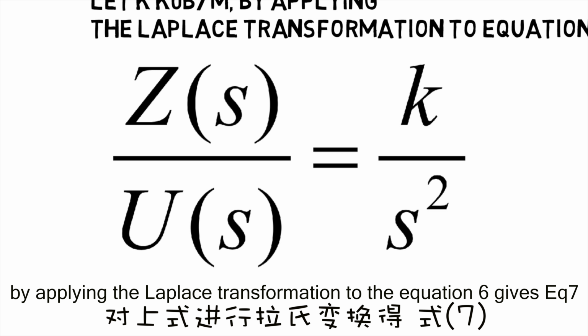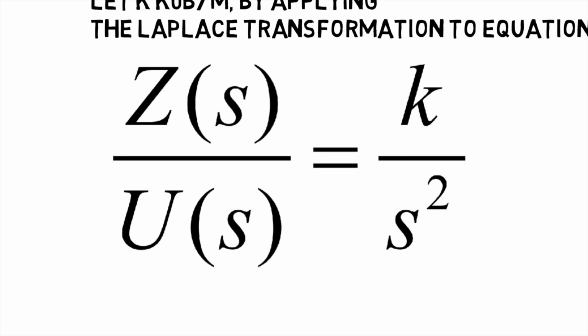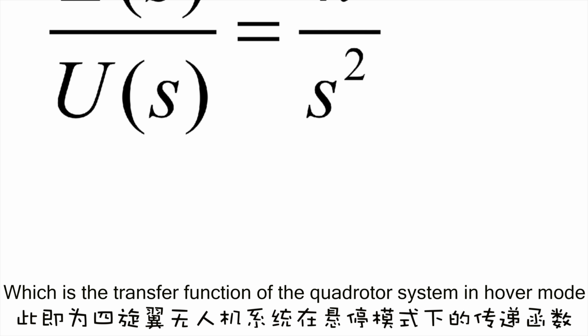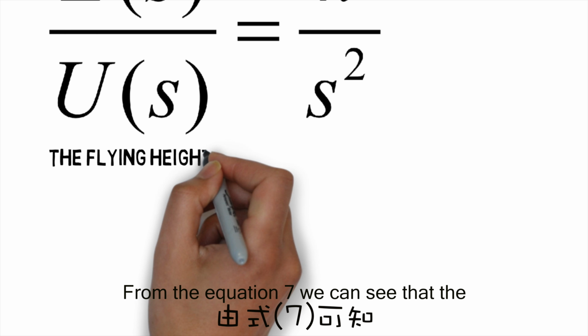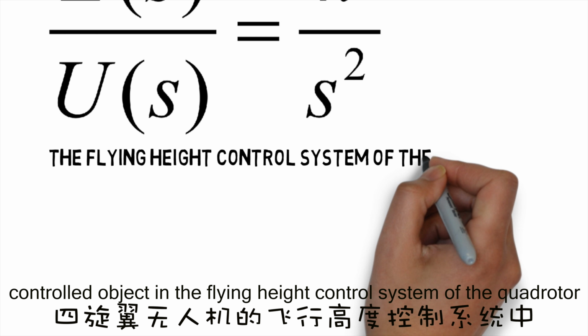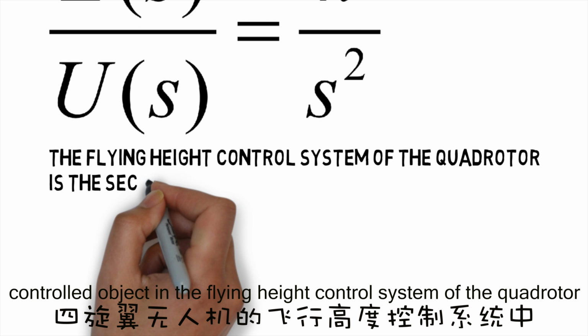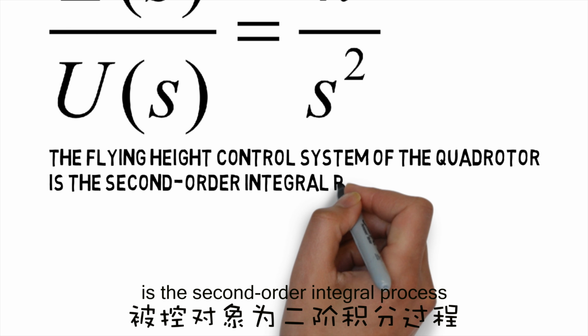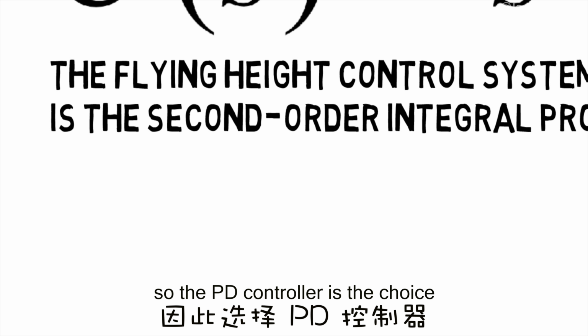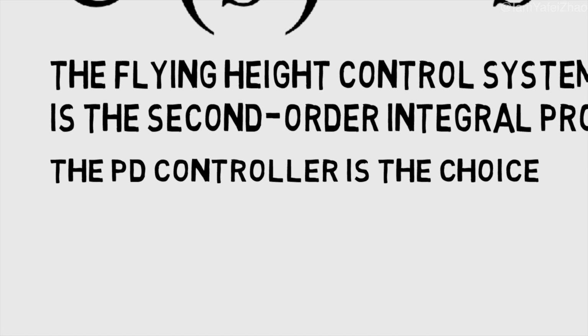Applying the Laplace transformation to equation 6 gives equation 7, which is the transfer function of the quad-rotor system in hover mode. From equation 7, we can see that the controlled object in the flying height control system of the quad-rotor is a second-order integral process, so the PD controller is the choice.